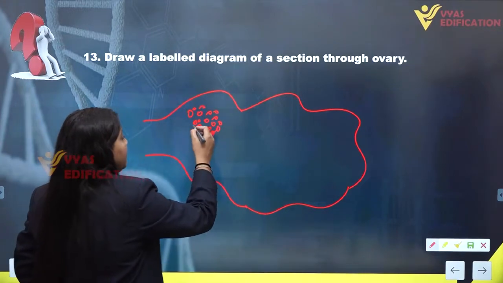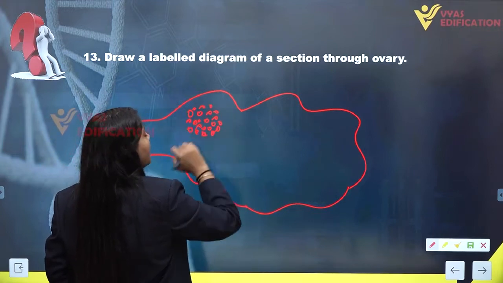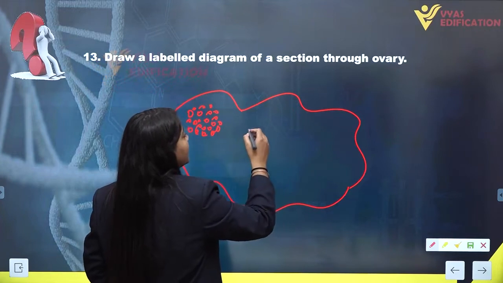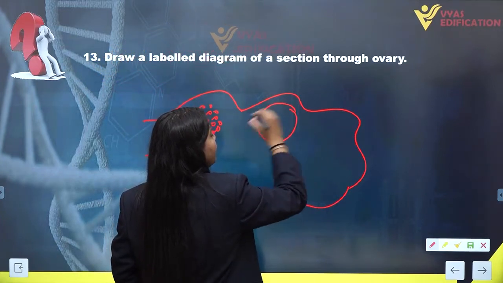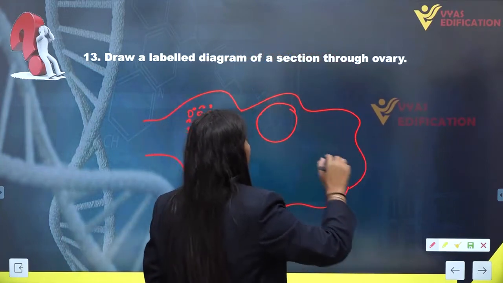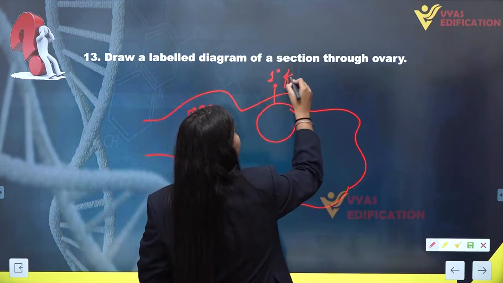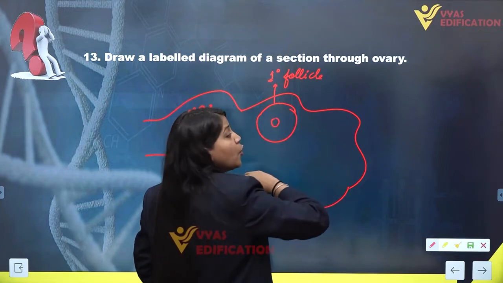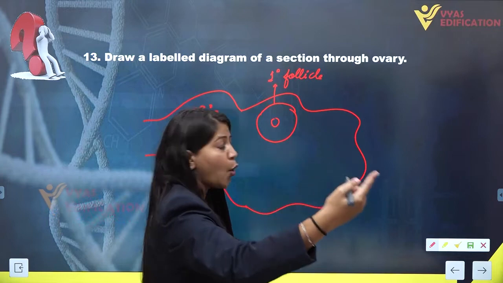Now, if we talk about the section of ovary, we are having primary follicles here. These primary follicles will grow and convert into primary follicle here, then secondary follicle and tertiary follicle. Here we have a primary follicle, inside which the oogonia cells are present, which are transforming into the egg cell or ovum.